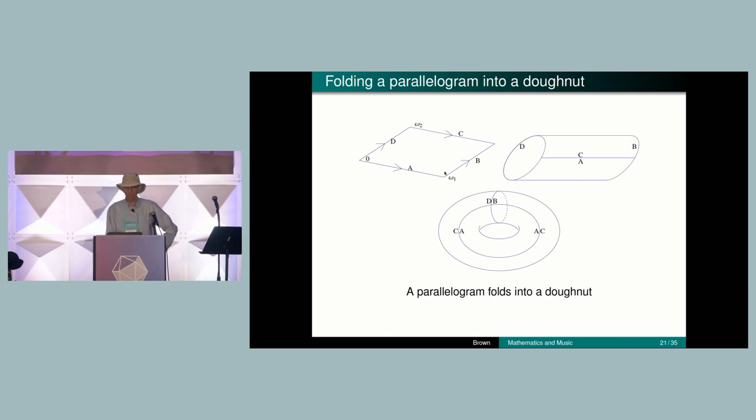Now, how do you fold a parallelogram into a donut? Well, not easy, but we're doing rubber sheet geometry, so we don't care about that. You identify the opposite sides. That gets C to A, and now you have a tube, and you identify the circles, and you have a parallelogram folding into a donut.